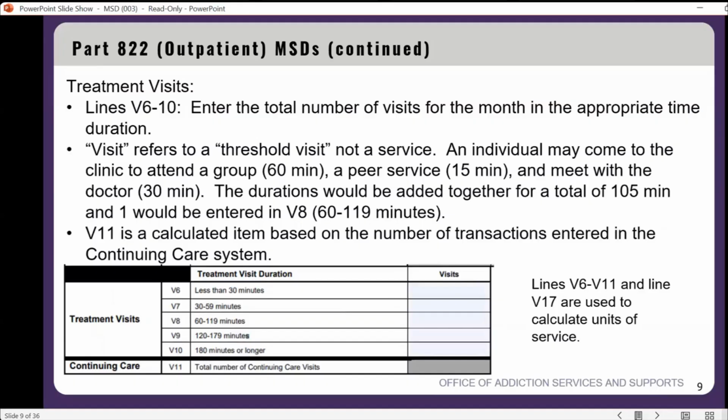Treatment visits. Lines V6 to V10: enter the total number of visits for the month and the appropriate time duration. Visit refers to a threshold visit, not a service. An individual may come to the clinic to attend a group, 60 minutes, a peer service, 15 minutes, and meet with a doctor for 30 minutes. The durations would be added together for a total of 105 minutes, and one would be entered in V8, 60 to 119 minutes. V11 is a calculated item based on the number of transactions entered in the continuing care system. Lines V6 to V11 and line V17 are used to calculate the units of service.